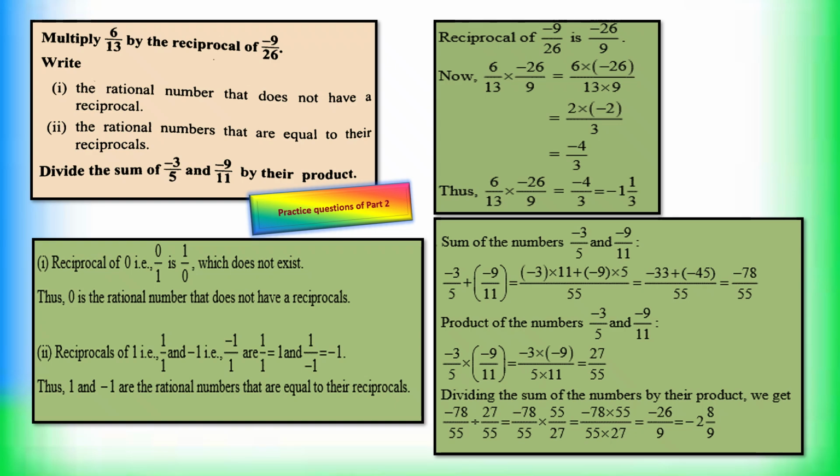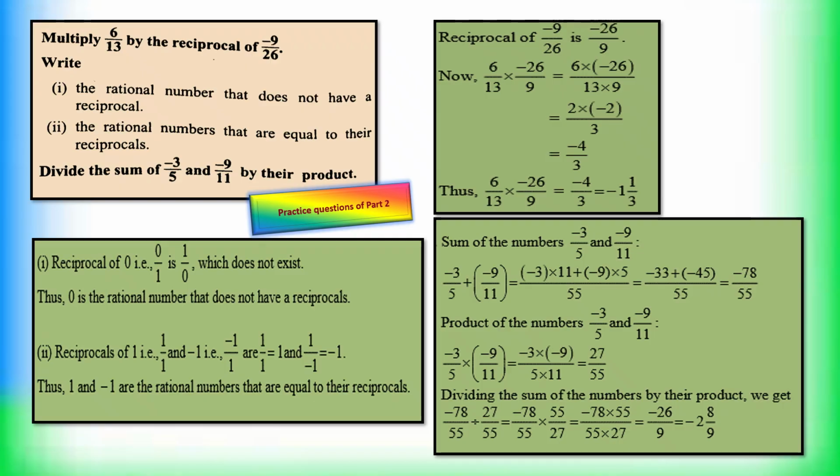Next, the rational number that does not have a reciprocal should be written. So that is 0, because 0 by 1, the reciprocal is 1 by 0, and we know that division by 0 is not possible, or it does not exist. P by Q form where Q is not equal to 0 is to be recollected. Next, the rational numbers that are equal to their reciprocals. So we considered especially 1 and minus 1. With the reason, the same is explained.